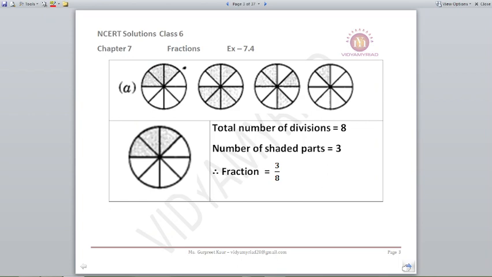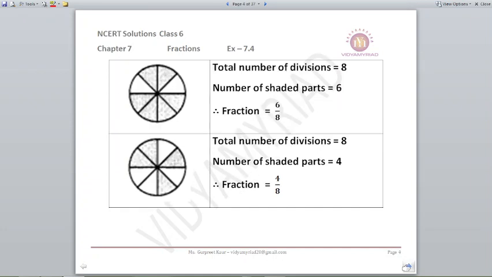In the first figure, if you see, there are 3 parts shaded and total number of parts are 8. So how are we going to write the fractions? Up in the numerator part, it will be the shaded parts, and in the denominator, that will be the total number of parts. So we will count the total number of parts, that are 8. Shaded parts are 3. So fraction is 3 upon 8. In the second figure, if you see, total are 8 parts only, but shaded parts are 6. So fraction is 6 upon 8.